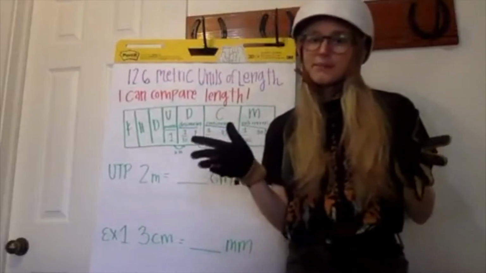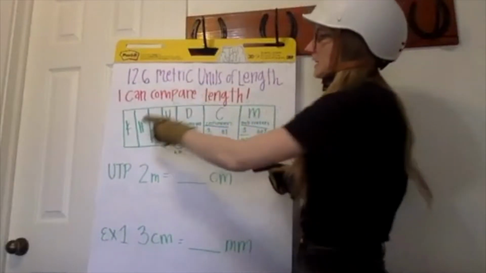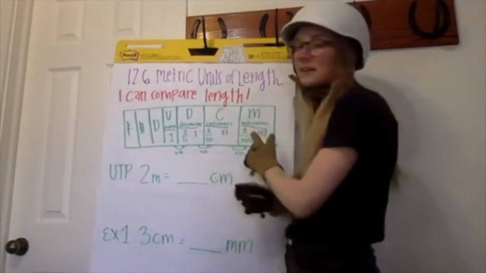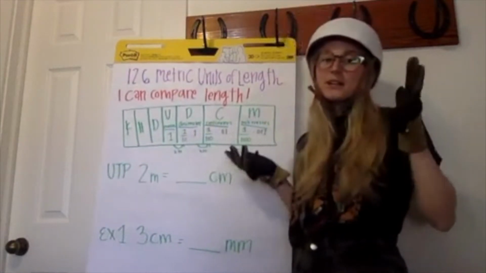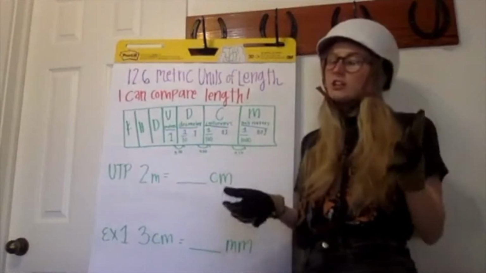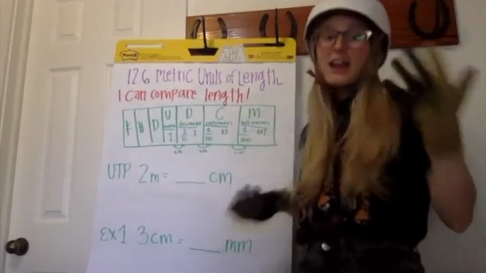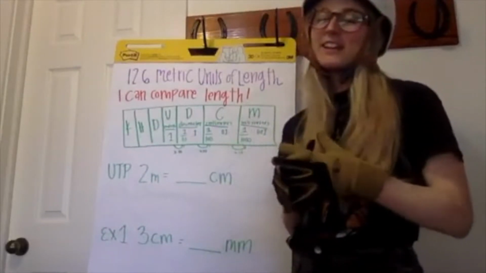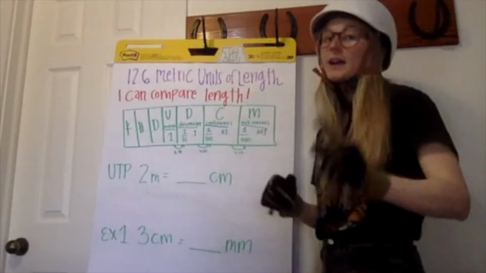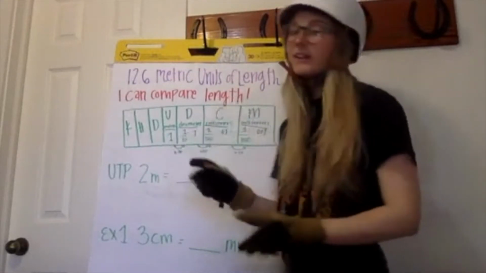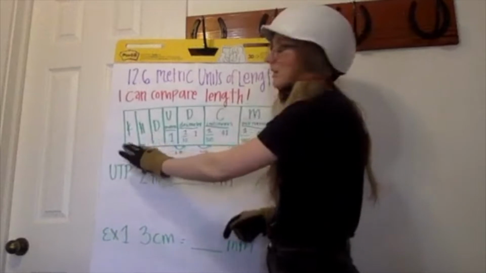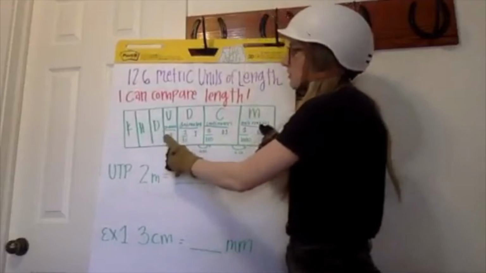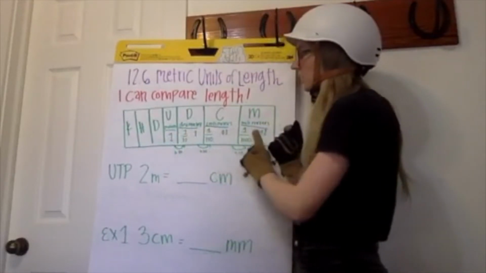And how people remember them is King Henry died unusually drinking chocolate milk. So if you can remember King Henry died unusually drinking chocolate milk, you will be able to do any metric conversion. You can make up your own too if you don't like King Henry died unusually drinking chocolate milk. But in 4th grade, we don't actually focus on the King Henry died part. We just ignore that. You don't learn that till 5th grade. But we do focus on unusually drinking chocolate milk.